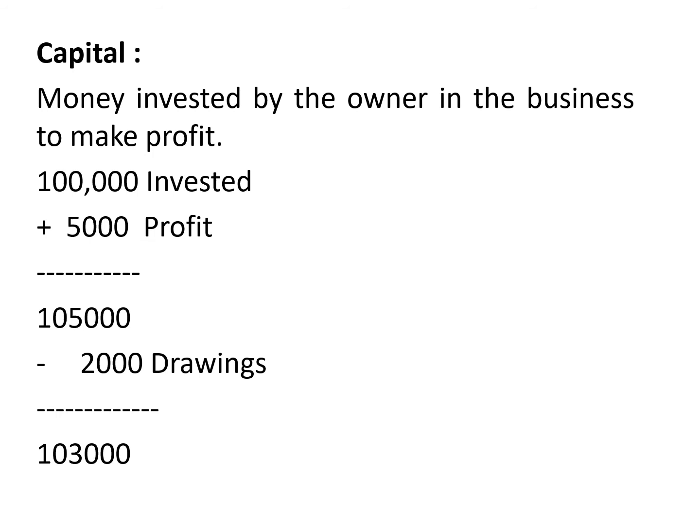One more example. If the owner of the business has invested $100,000, and in that year makes $5,000 as profit, that will be added, and $2,000 as drawing will be subtracted. So $103,000 will be the net capital invested, also known as owner's equity.